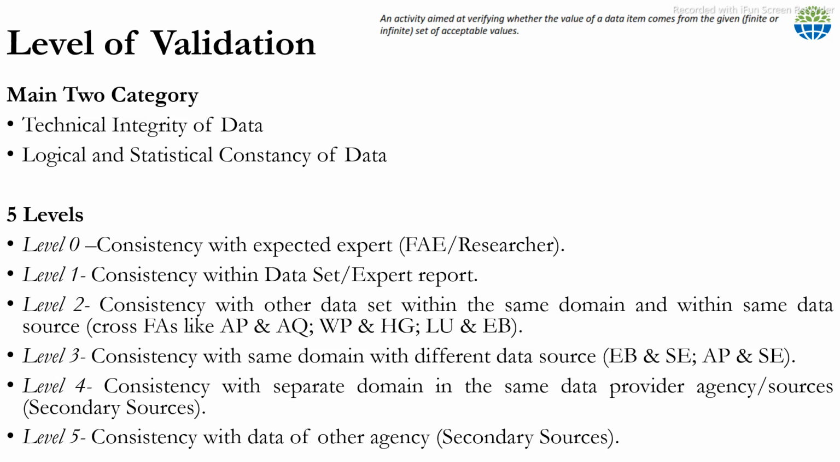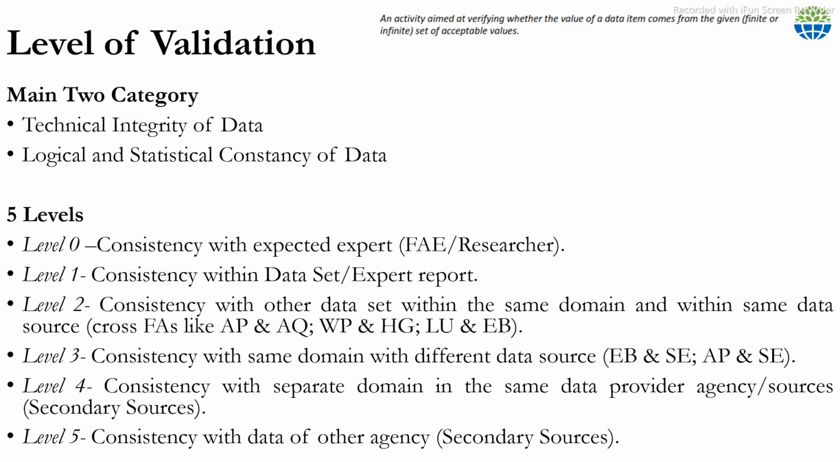Level 4, consistency with separate domain in the same data provider. These are some sources that are known as secondary sources, or we can say secondary data. So you have already generated your data. Now you have to check with secondary. You have to validate your second data also. Consistency, level 5 is consistency with data of other agency. Other agency means by the third party. Of course, this is also a secondary source, secondary data, because secondary data can be provided by any agency.